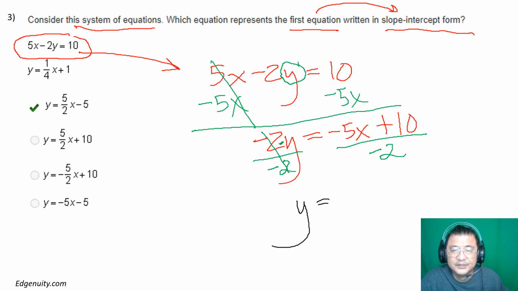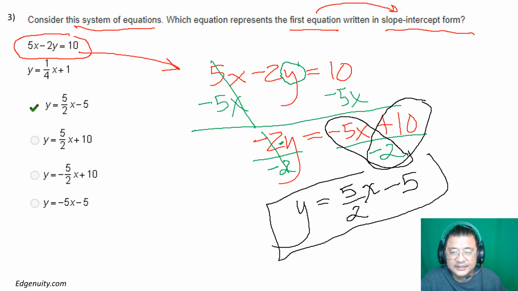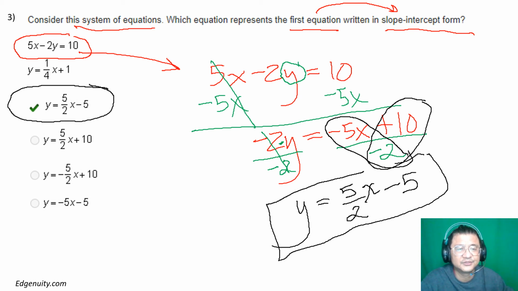Y is alone. So let's divide this. That division would be for both. There's like distributive property here. So negative 5 divided by negative 2 is positive. So let's just write 5 halves x. Negative divided by positive is a negative. 10 divided by 2 is a 5. Leave it that way. You don't need to write it as a decimal. So which is the correct answer? This is the correct answer.